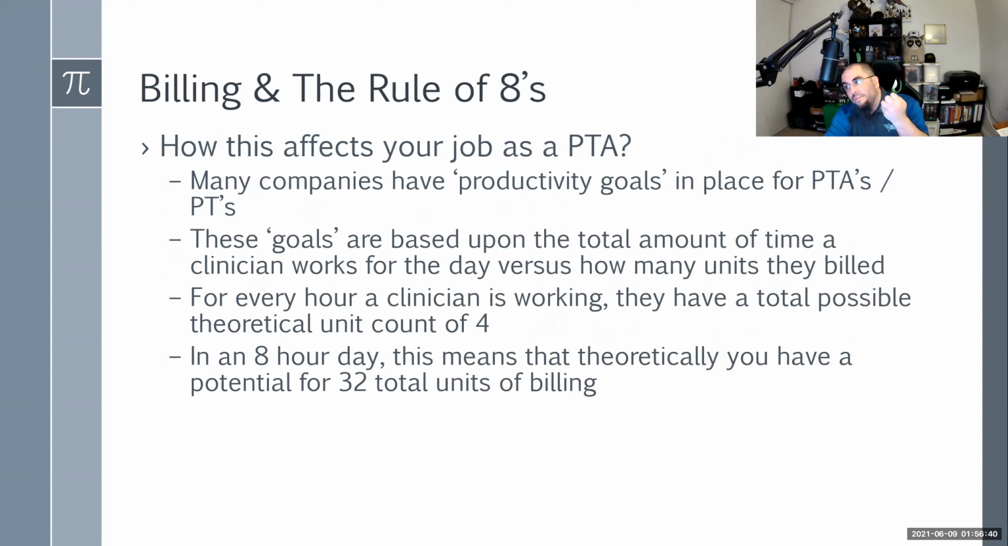15, 15, 15, 15, 60 minutes. In an 8-hour day, that means theoretically you have the potential for billing 32 units, or 8 times 4, right? 8 times 4 units equals 32 units. Some hospitals will require 100% productivity. That means you have to get 32 units every day if you're working 8 hours, but most of the time you don't.